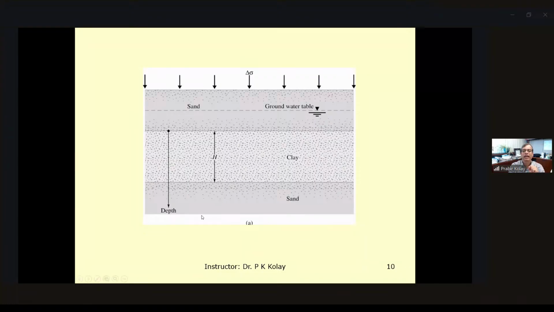Most of the time, if there is a clay soil and you apply load, you need to find out how much the settlement of the clay layer is. It depends on the permeability of the clay, and you need to know the properties from the consolidation test. From there, you can find mv, av, cv, and the compression index. From there, you can find the settlement.